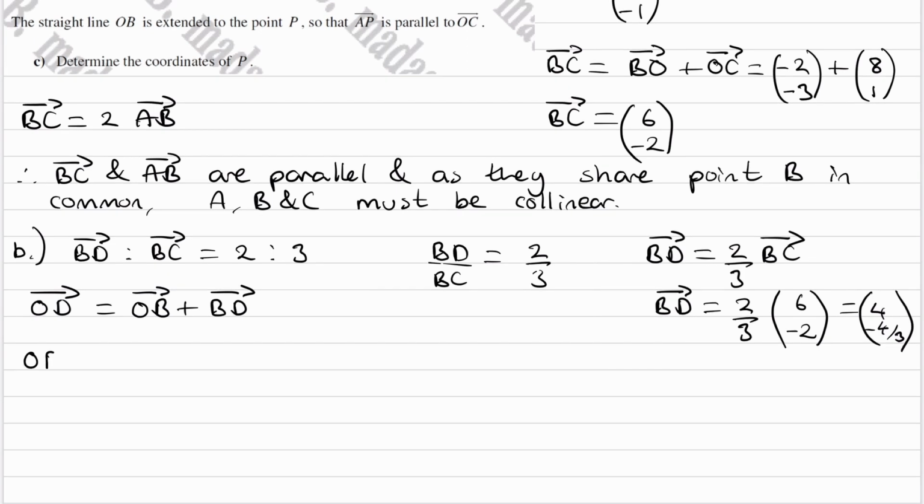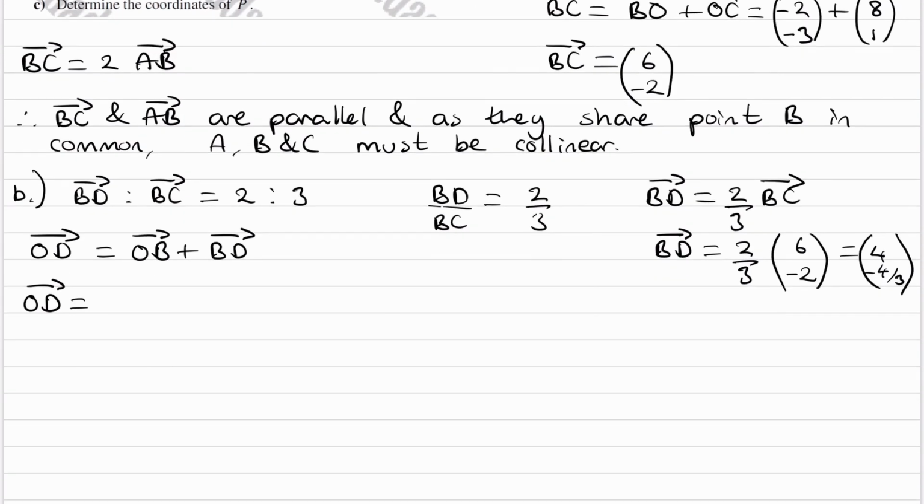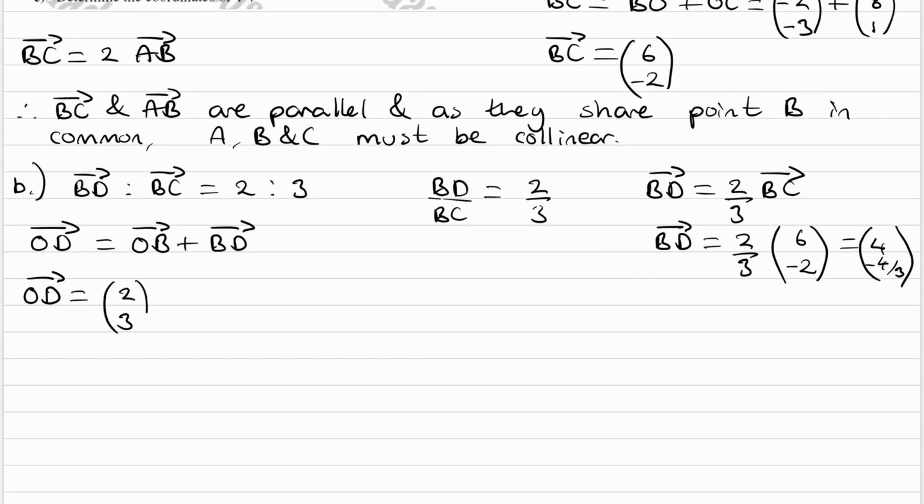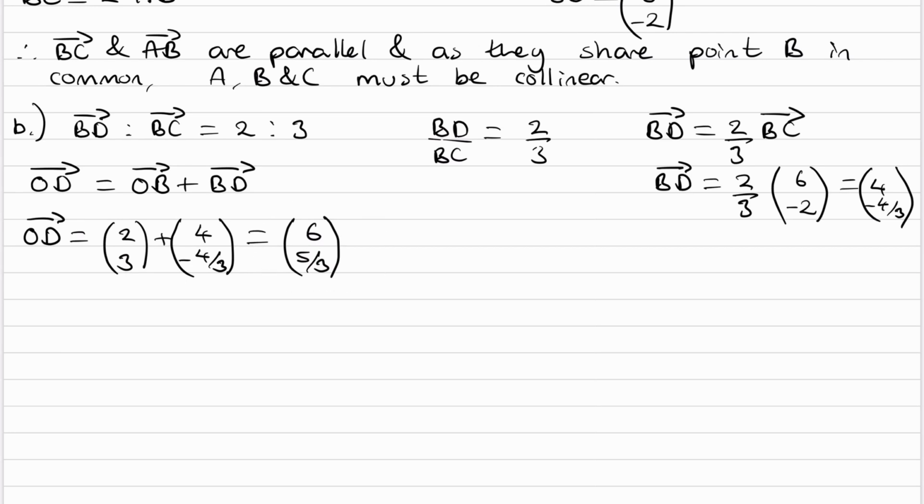Then OD is OB, which is what we have right at the top, (2, 3), plus BD, which is (4, -4/3). And this will then be (6, 5/3). The question is asking us for a coordinate instead of a position vector, so we convert this to a coordinate. The coordinate of D will then be (6, 5/3).